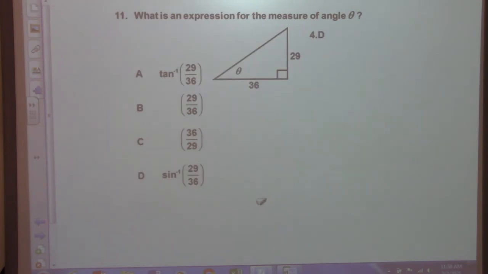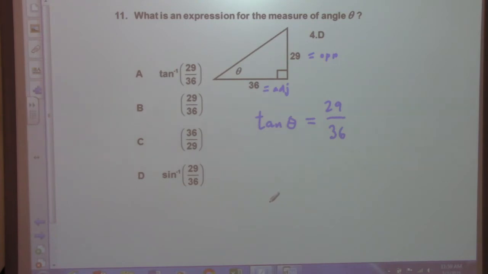Okay, measure of angle theta. Well, what we're given here is this. So what we have is our opposite side here, and we have our adjacent side here. And so opposite over adjacent is tangent. So we know that tangent of this angle here is equal to 29/36.